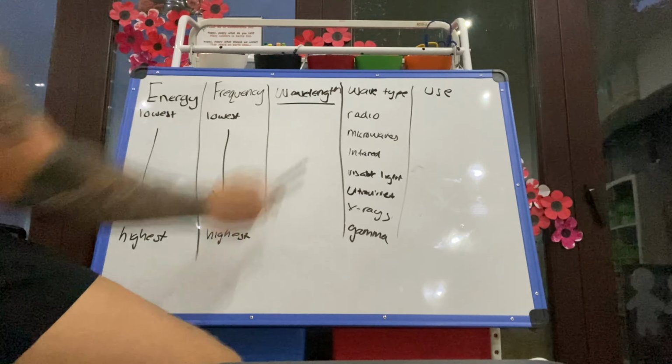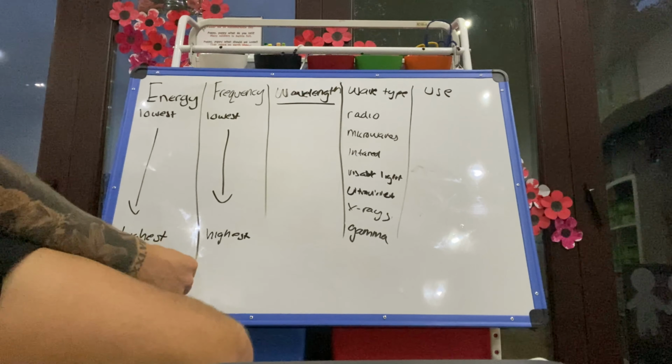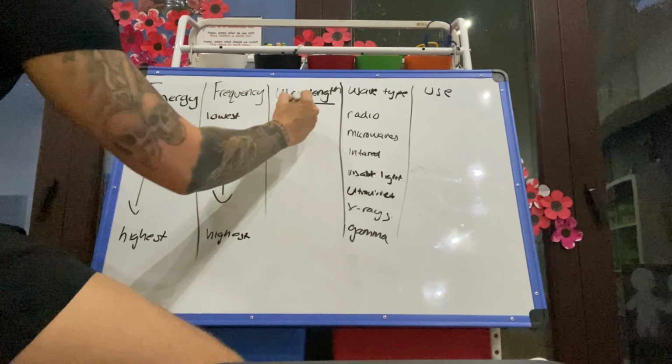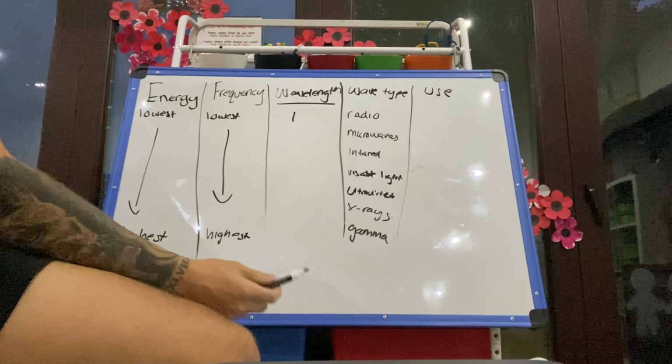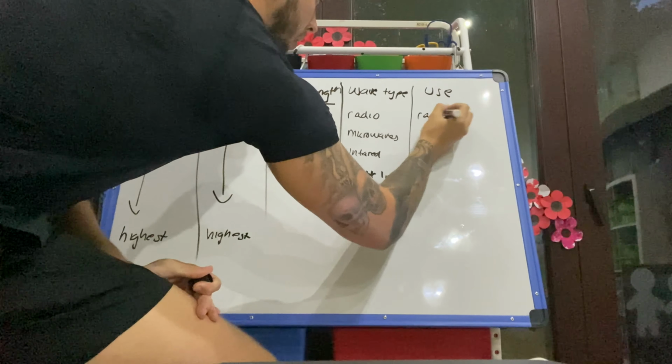So we know that radio waves have got the lowest energy and the lowest frequency. And from research, I found that a typical wavelength in meters is just 1. And then a couple of uses is stuff like radio and TV.